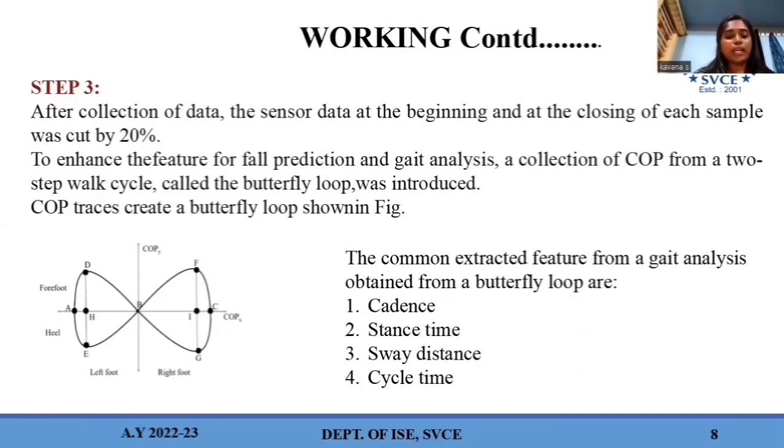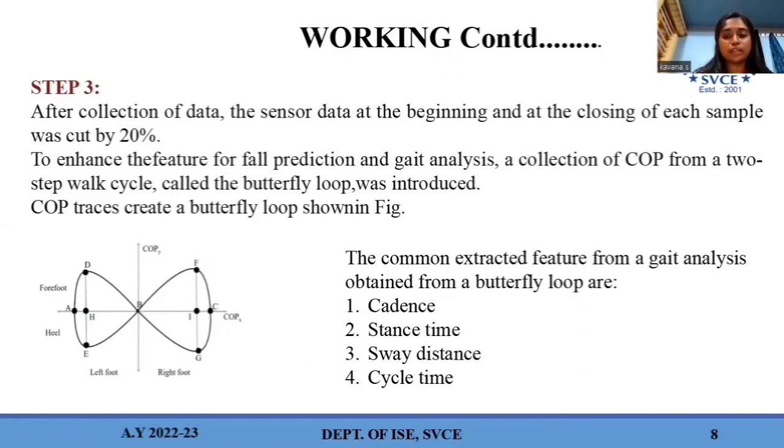Okay, so to enhance the features for fall prediction and gait analysis, a collection of COP from a two-step walk cycle, called the butterfly loop, was introduced. The figure shown below is the butterfly loop that traces the COP. Now we can coordinate the butterfly loop in the figure as shown. It is defined as A, B, C, D, E, F, G, H, I, where B is the cross-section point of the butterfly loop.